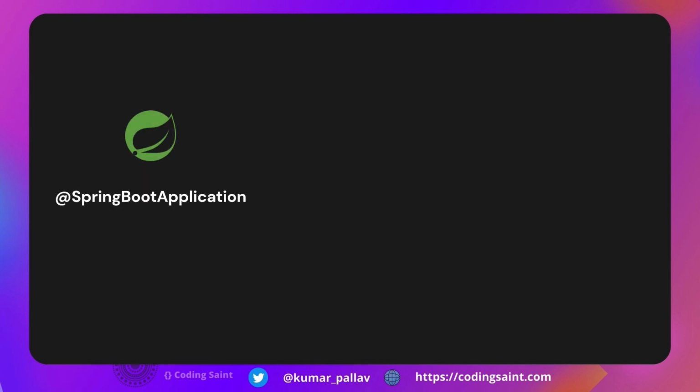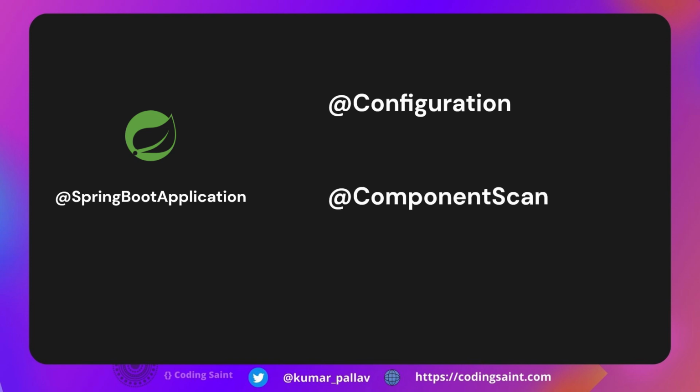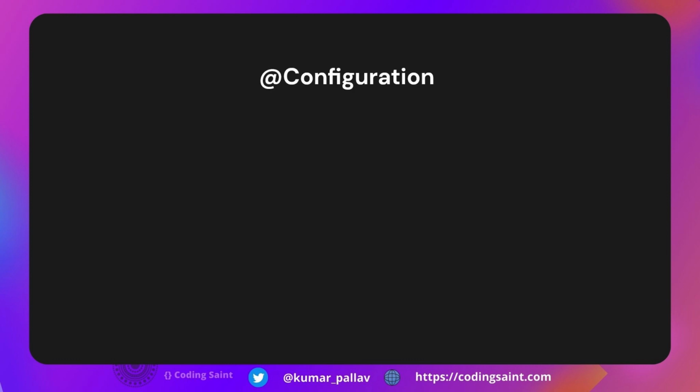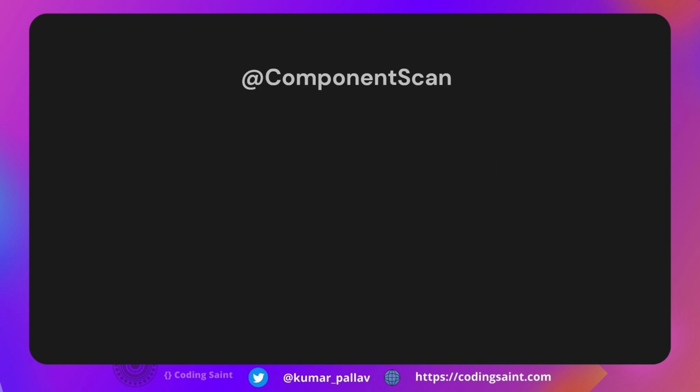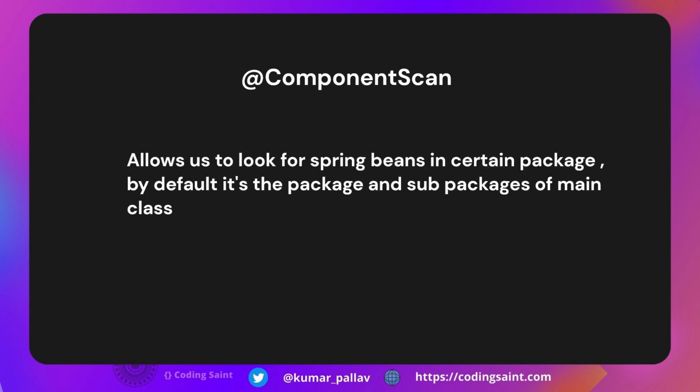The @SpringBootApplication annotation is a meta-annotation that includes three essential annotations: @Configuration, @ComponentScan, and @EnableAutoConfiguration. Each plays a vital role in shaping the behavior of your Spring Boot application. The @Configuration annotation declares that the class is a configuration class, and it allows us to define beans. @ComponentScan enables component scanning, allowing Spring to discover and register beans, that is, @Component and @Service, automatically.